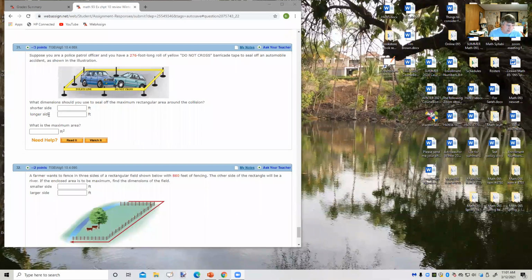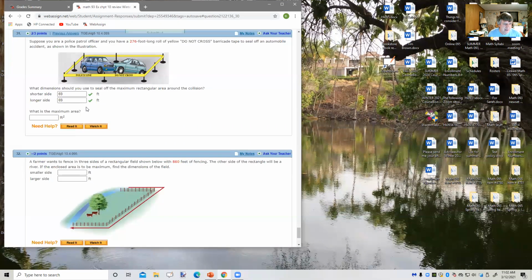Now, I want to go back to the WebAssign picture. This could be a little confusing. It says, what dimensions should you use to seal off the maximum rectangular area around the collision? Well, it turns out that that rectangle was not only a rectangle, it was a square. So it technically doesn't have a shorter side and a longer side. They're both going to be 69 feet, okay? So let's put that in there and see what it says. So again, that could be confusing because that implies that they're different, but they aren't. Maximum area, 4,761 square feet.